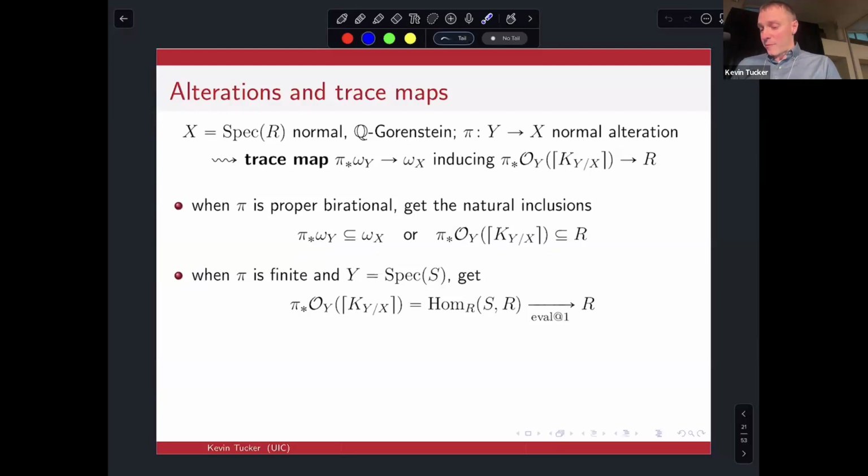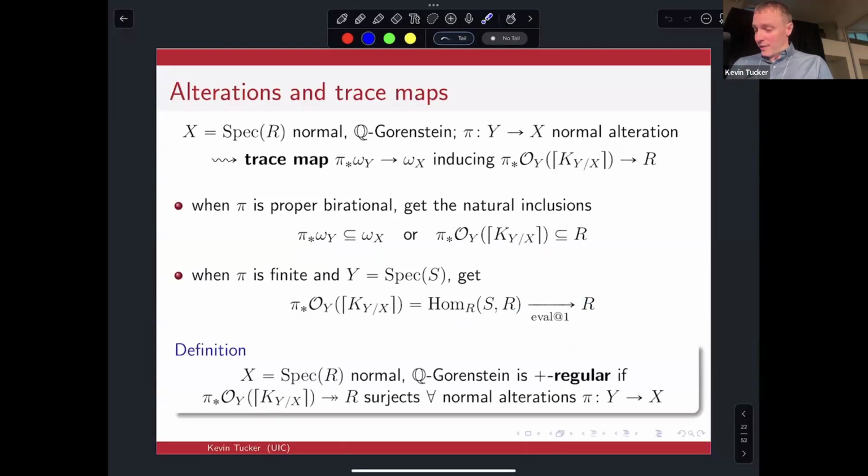When instead pi is finite, this relative canonical can in fact be identified with the Hom set, Hom SR, that we saw before. And the trace map is this evaluation at one map that can be used to check for splitting. Okay.